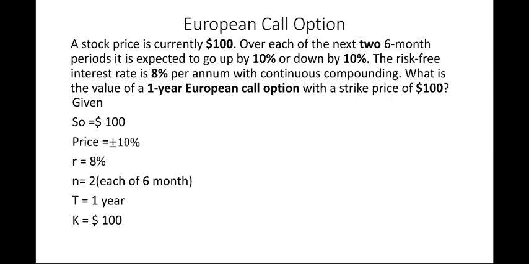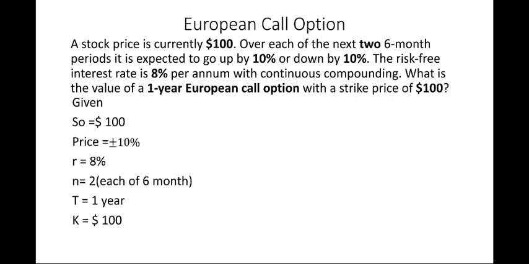A stock price is currently $100. Over each of the next two 6-month periods, it is expected to go up by 10% or down by 10%. The risk-free interest rate is 8% per annum with continuous compounding. What is the value of a 1-year European call option with a strike price of $100?